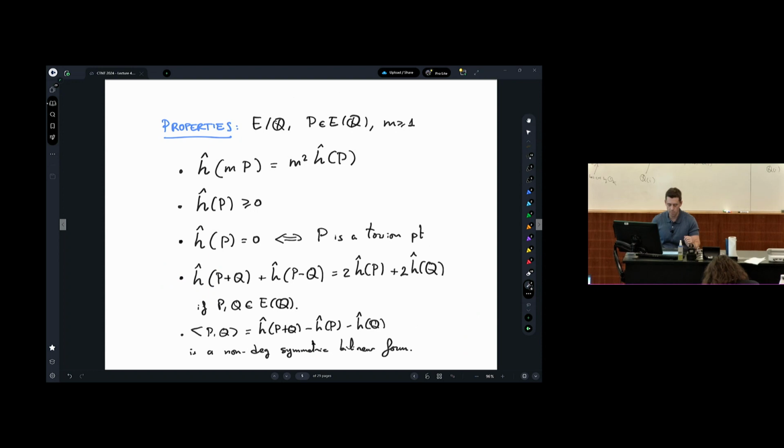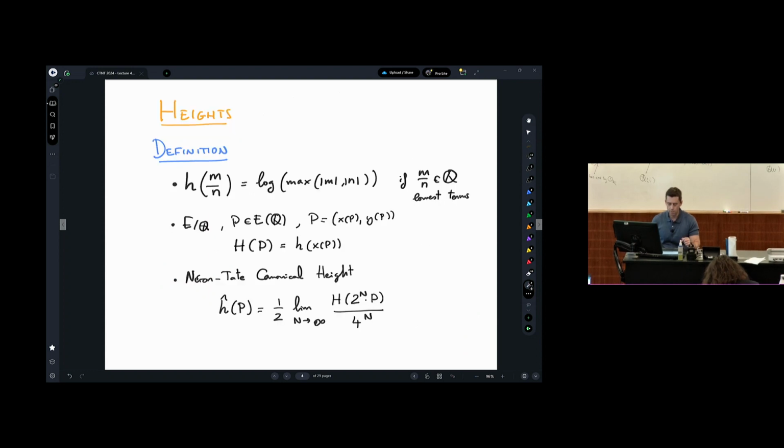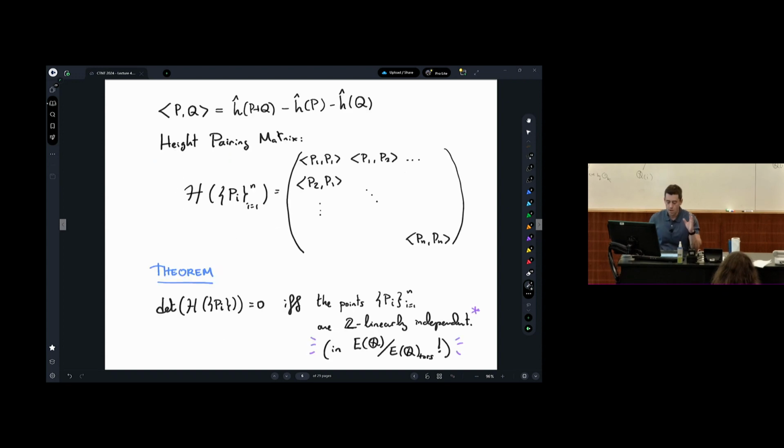Okay, that limit looks scary, but it's actually not so scary. It's computable, and it computes very quickly with very large accuracy. Okay, but this is the key: this height pairing matrix, the determinant, whether these vectors are linearly independent here, it actually tells me whether my points are Z-linearly independent up to torsion.